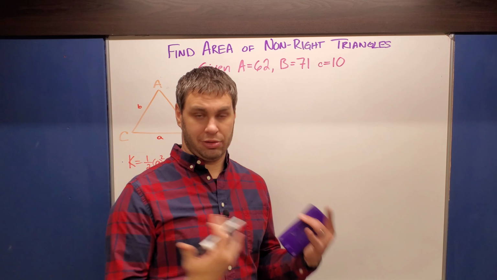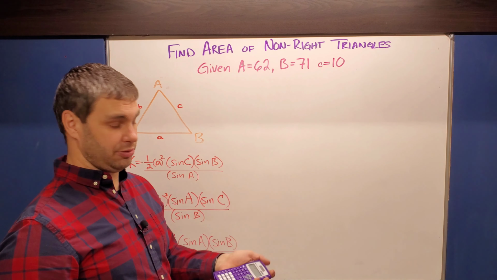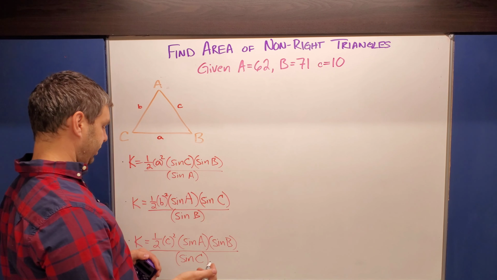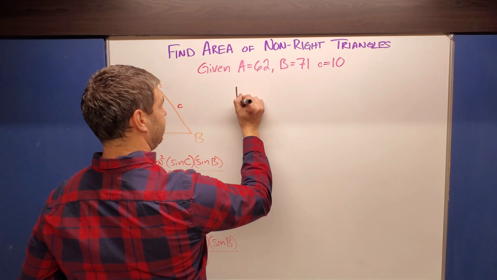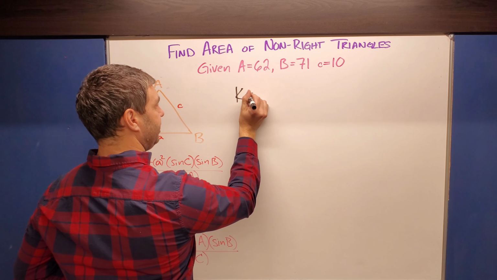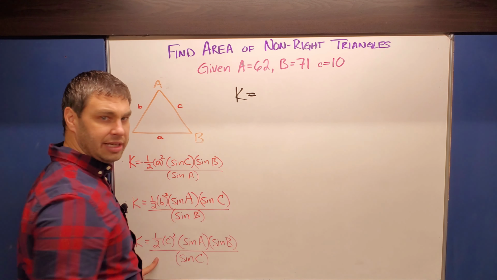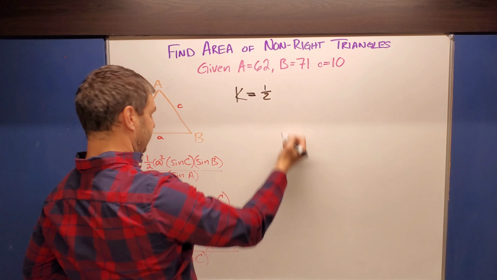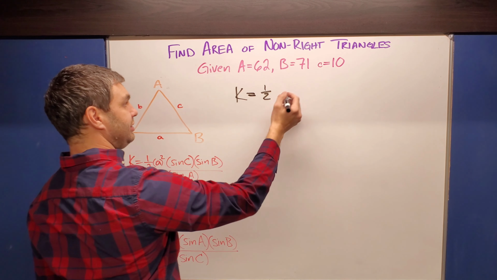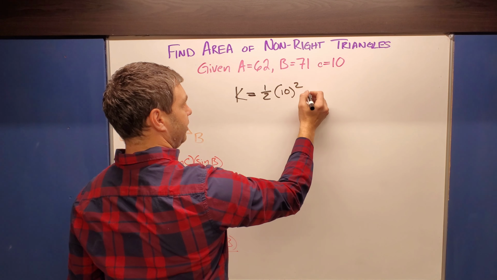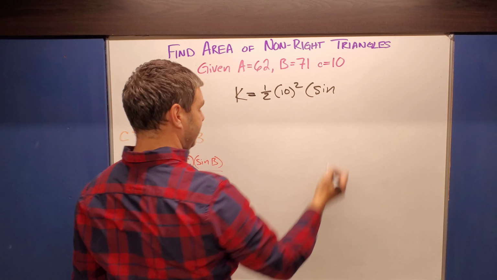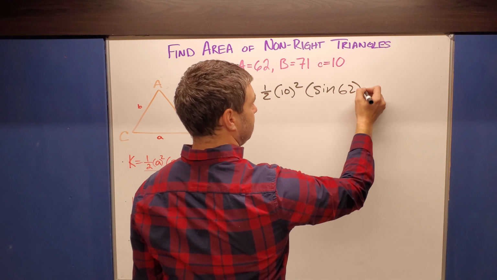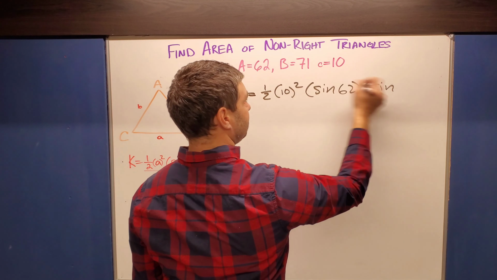Let's see if we can put our numbers into that formula and see if it works. All right, you will need a calculator. Make sure it's in degree mode, otherwise you will get a different answer. All right, so for mine, I'm going to have K. I don't know why they use K for the area, but traditionally they use K for non-right triangles. Anyway, K equals 1/2 times little c, which we know is 10, squared, times sine of capital A, which is 62, times sine of capital B, which is 71.